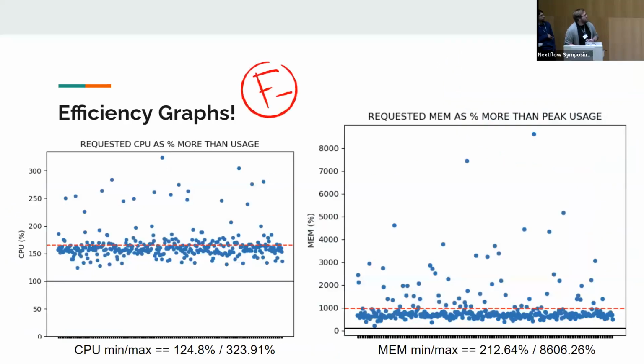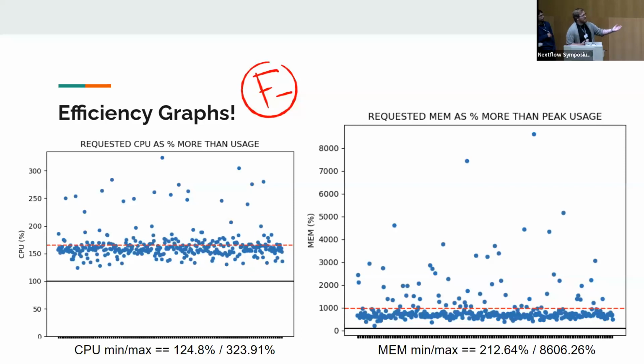Now, the ones that will make IT hate us. So this is a graph of the percentage of CPUs requested and actually used. This is the requested CPU numbers as a percentage more than are actually used. So 100% is where you would want this to sit, or probably a bit above that for some wiggle room. But on average, we're using about 160% more CPU than we actually need.